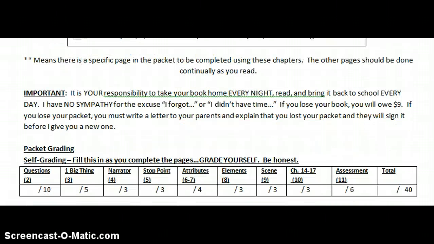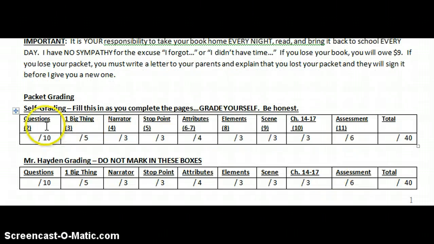So in this front page, as you're finishing these sections here, you need to grade yourself on the ones that you have not done yet. Make sure as you finish them, you grade yourself on how well you think you did on it. So let's just real quickly go through each page so you know exactly what to do.